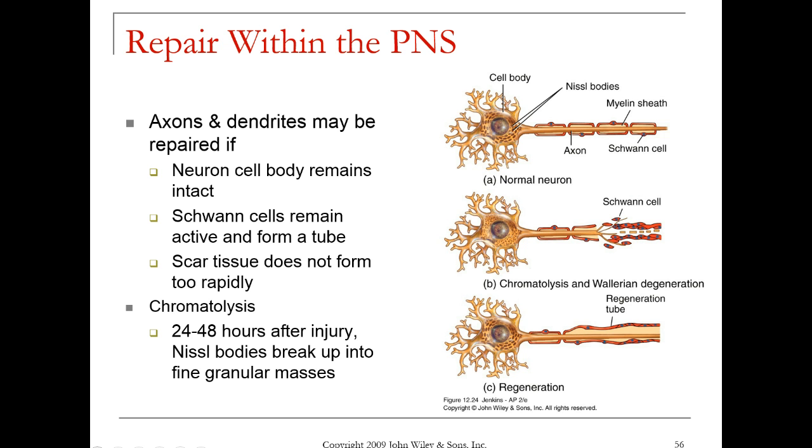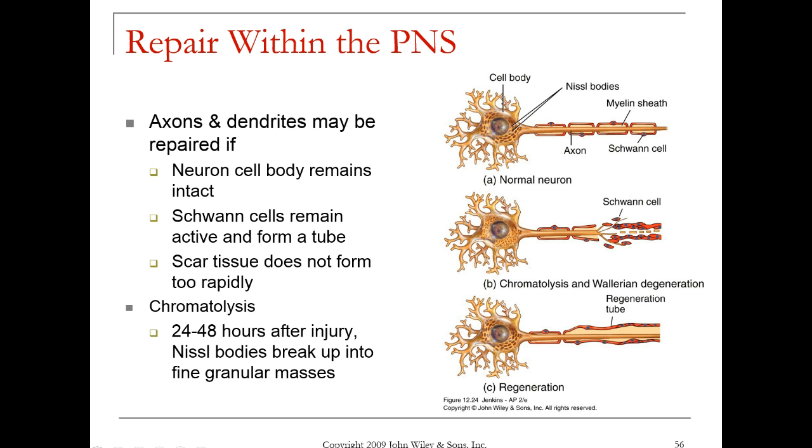So let's look at repair within the peripheral nervous system, especially those that have the Schwann cells associated with them. If the neural cell body is intact, the portion of the neuron that has the nucleus, then the Schwann cells will become active. They can form a regeneration tube. This also depends on scar tissue not forming too rapidly. If scar tissue forms very rapidly, it's essentially going to damage and get in the way of that regeneration tube.